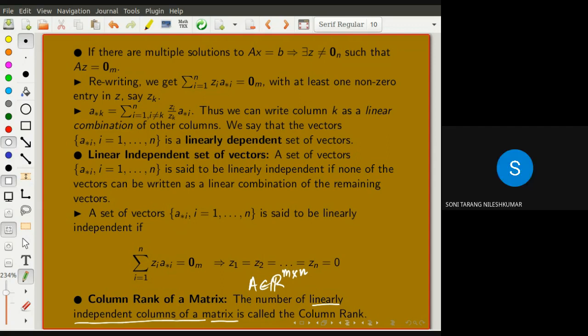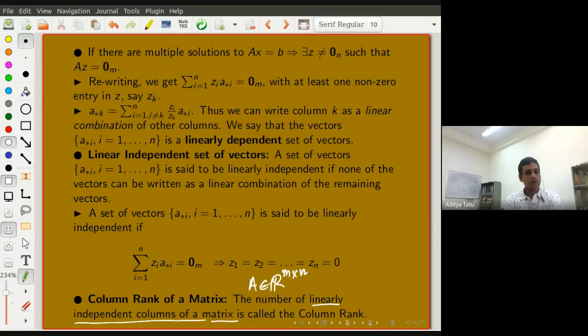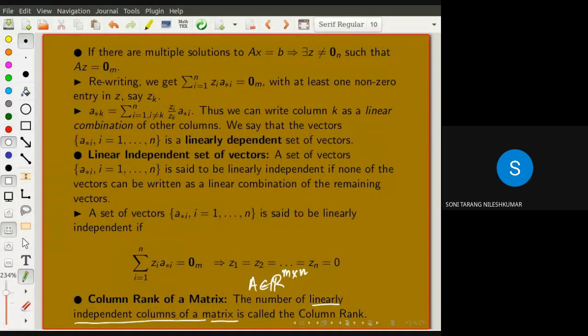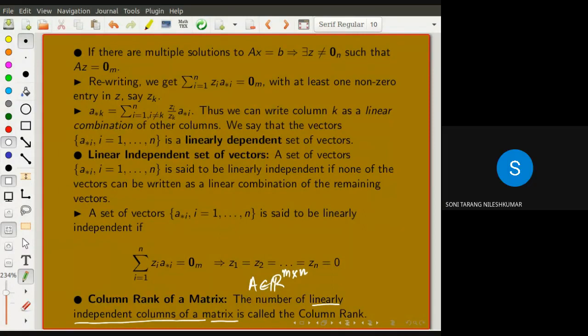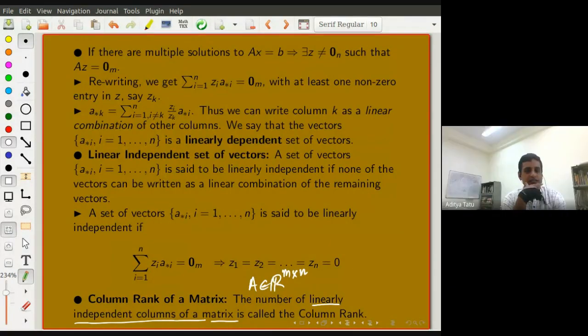Okay, sir. Then given a matrix, what can we say about the number of linearly independent columns? That is what is called the column rank. Can you be more specific? Is there any constraint on the column rank of a matrix? Yes, there are, and we are going to look at it shortly.